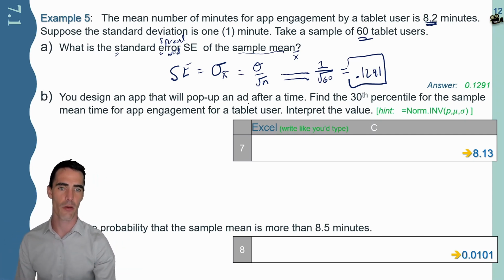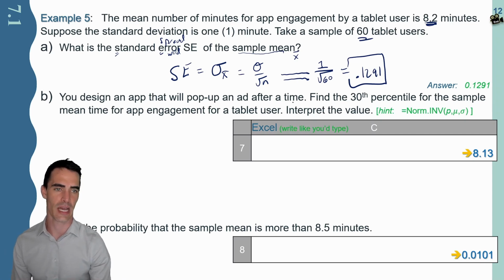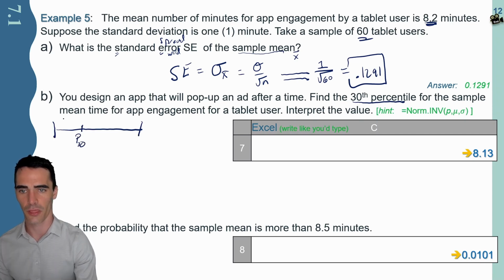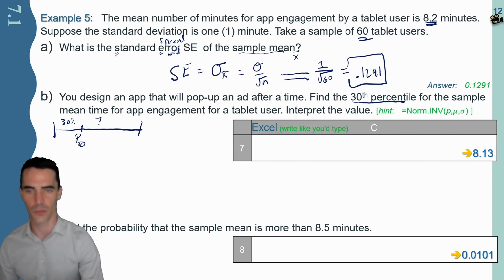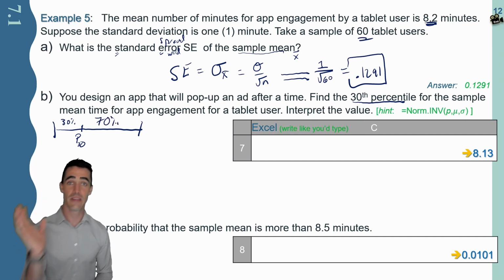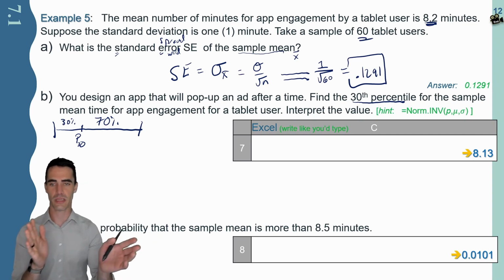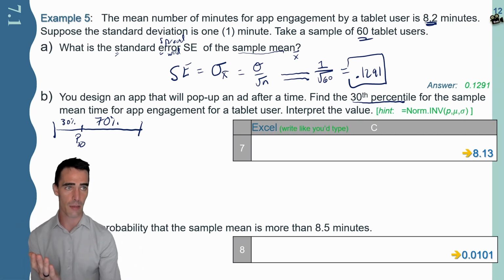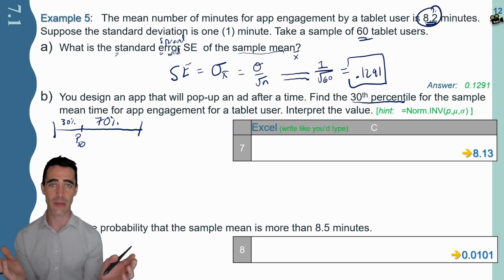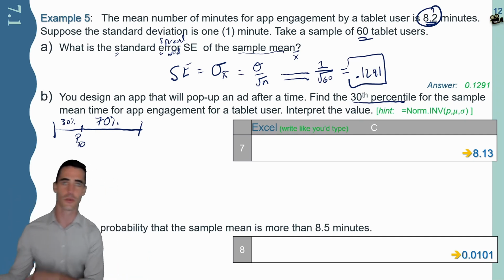Let's say you design an app that will pop up an ad after a certain time. Find the 30th percentile from the sample mean time for app engagement for a tablet user. There's a line in the sand, we call it 30th percentile. Look, 30% of users are going to drop off before this point. And there are 70% of users that'll stay beyond that point. Again, for app engagement, they're looking at this app, and it looks like on average, after 8.2 minutes, they're like, okay, I'm done with this, I'm doing something else.